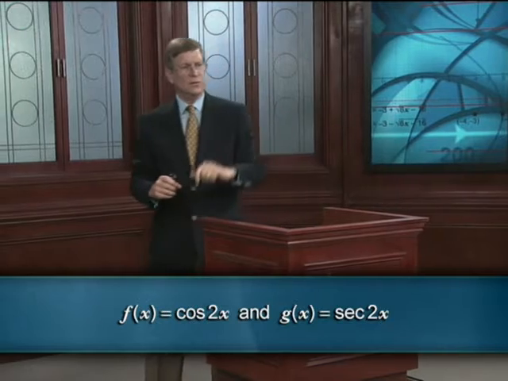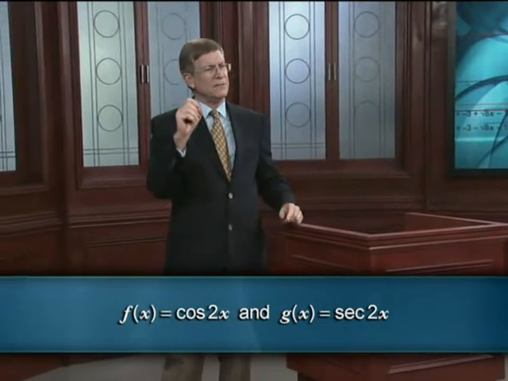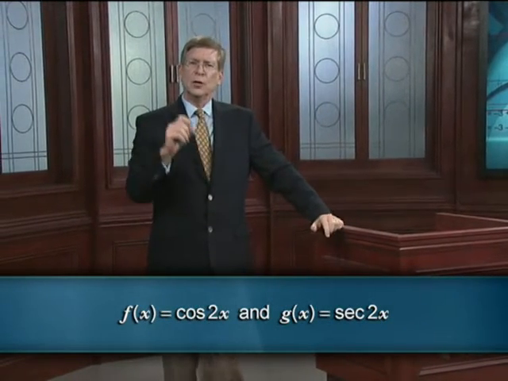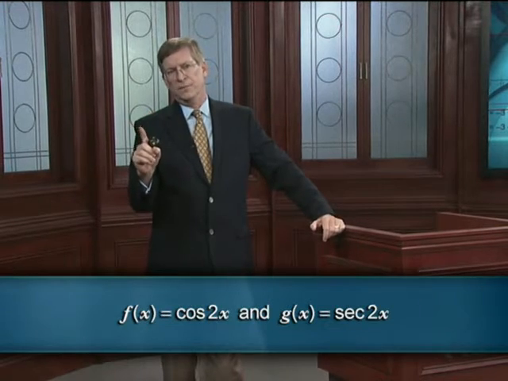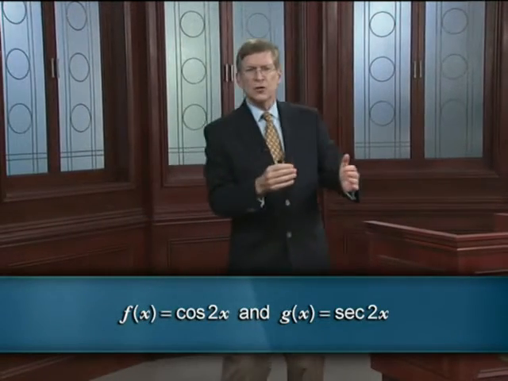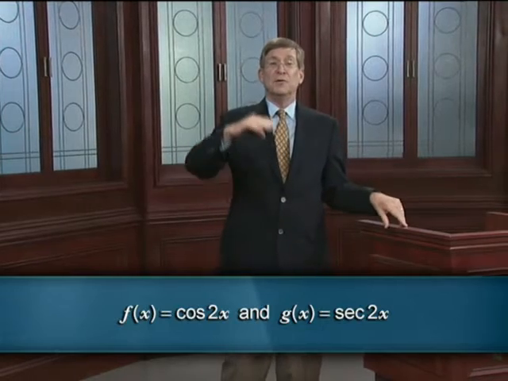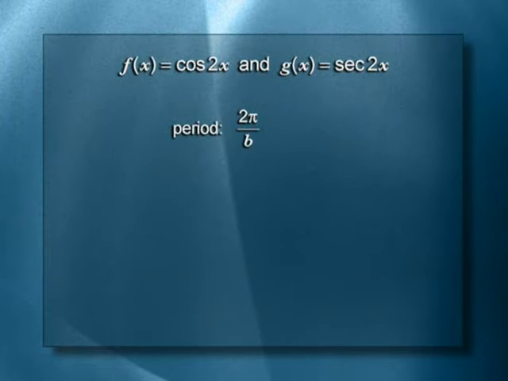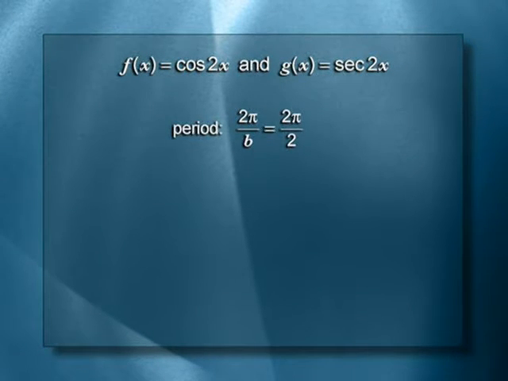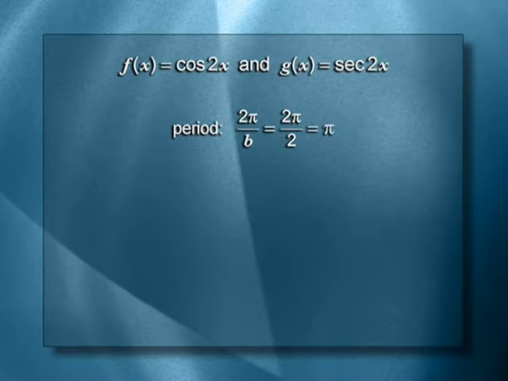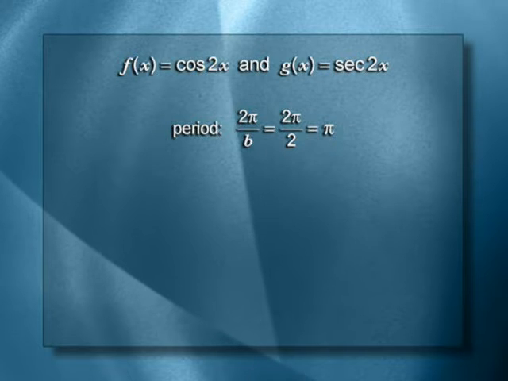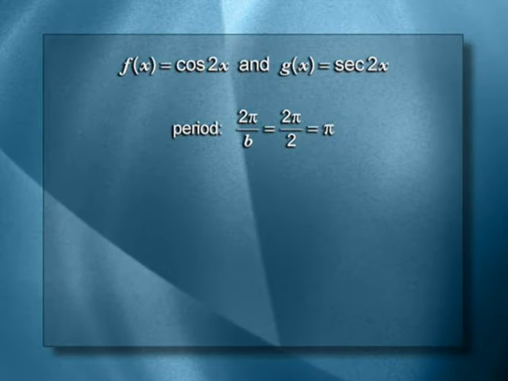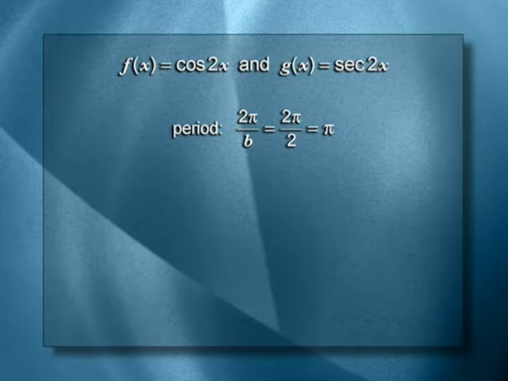So let's look at this. Let's look at cosine 2x. f of x equals cosine 2x. What's the amplitude? 1. Is there any horizontal shift? No. Is there any vertical shift? No. The only thing that's changed here is the period. And the period is 2 pi over b, which is 2 pi over 2. That 2x indicates the period. So the period is now pi. Instead of period 2 pi, it's shrunk down to pi, one cycle in pi.